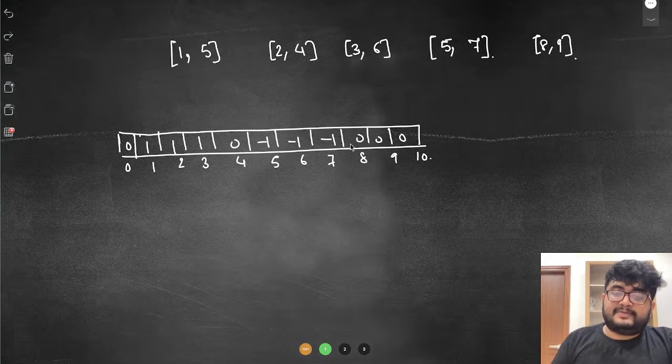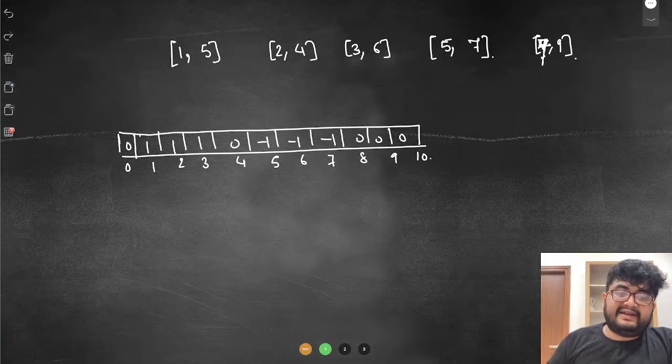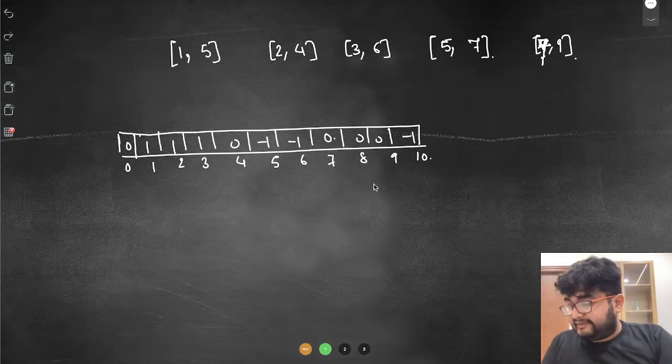Let's call the last range 7 to 9. A of 7 plus plus, so 7 was minus 1, minus 1 plus 1 is 0. A of 10 minus minus, so 10 is minus 1. Okay, this is the array that we have.